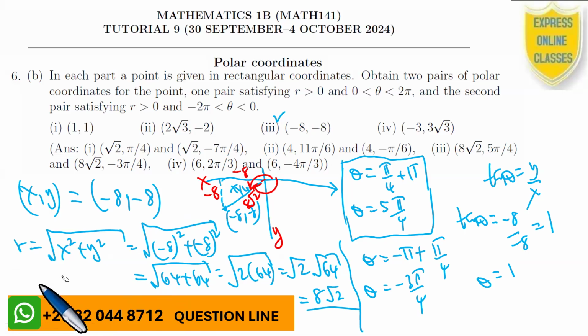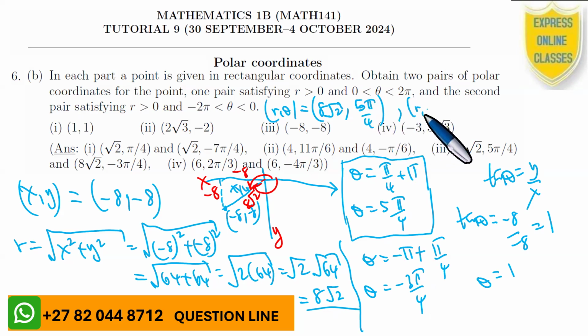Meaning that in the third quadrant, you'd have the r theta. The r becomes 8 to the square root of 2. And then theta, the first one is 5 pi over 4. And then r theta, you have 8 to the square root of 2, minus 3 pi over 4.